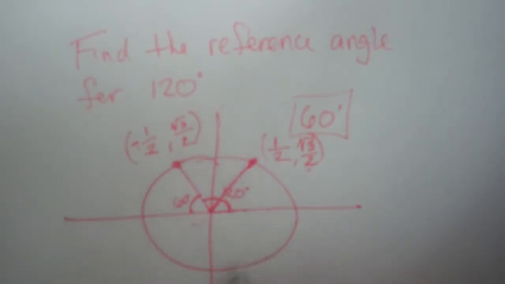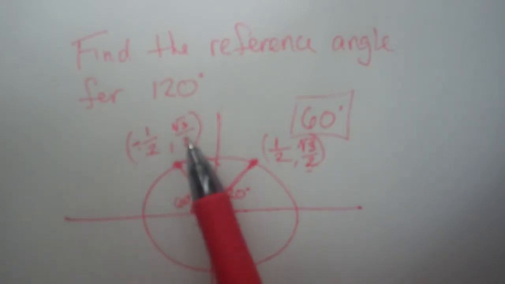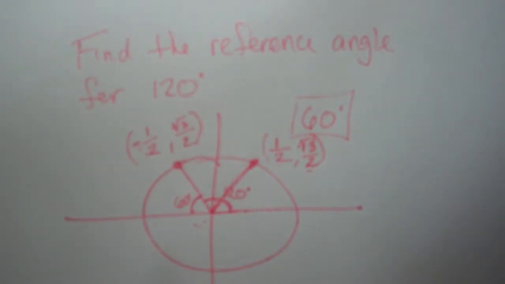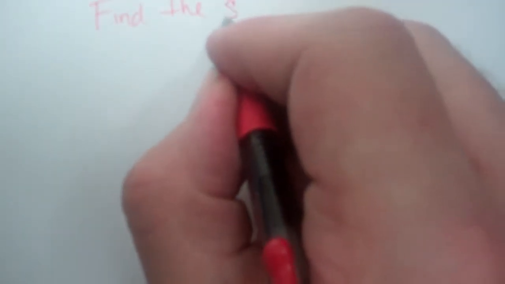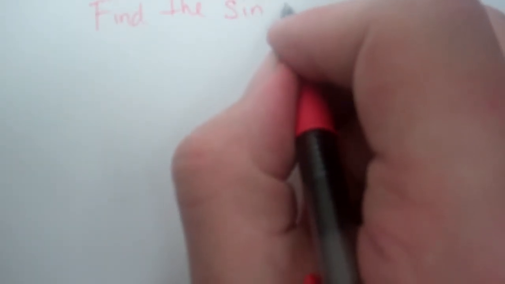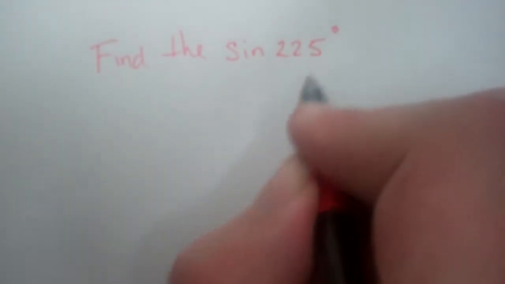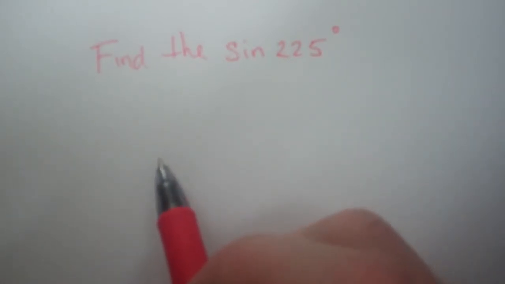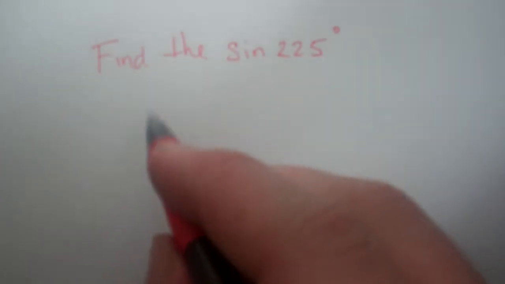This is a good example to illustrate how being able to find the reference angle of an angle can oftentimes help you to know what is the cosine and the sine for that angle. Here is another example to show how that can work. Let's try to find the sine of 225 degrees. Well, I don't know off the top of my head what the sine of 225 degrees is, but maybe I could find its reference angle and that will help.